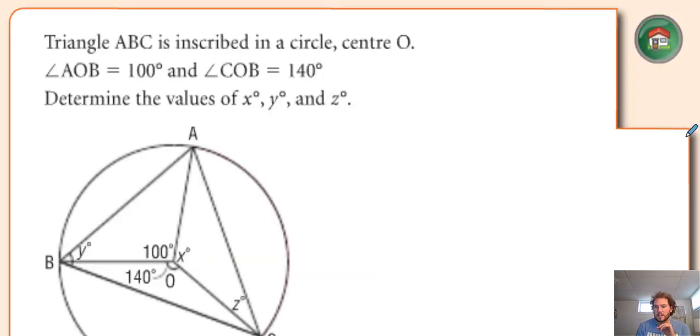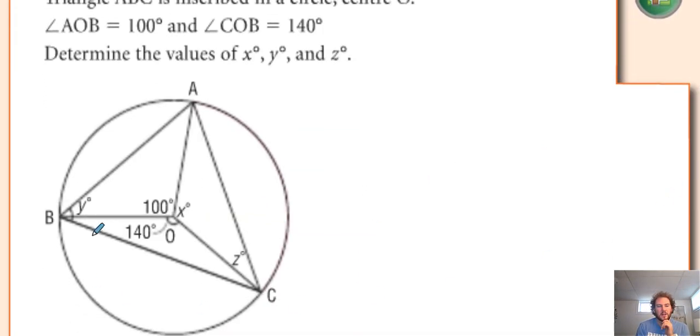So if that's the case, let's find x, y, and z from this diagram. Okay, so knowing that this angle here is 100 and that this angle here is 140, then from my 360, what I already know is I know 240. So then x is going to be equal to 360 take away the 240 that we already know, and we get 120 degrees. All right, so from there, let's find y and z.